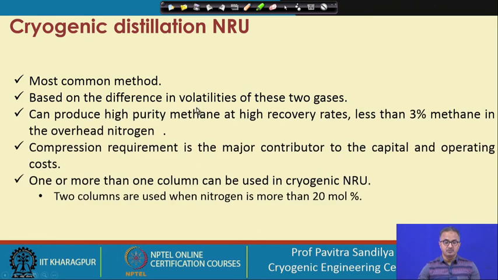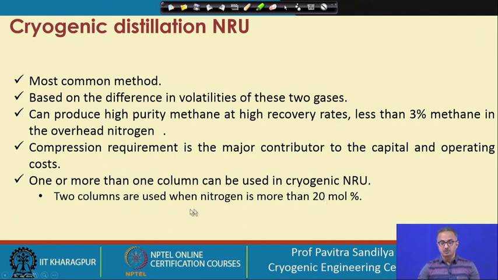Then distillation can produce high purity methane at high recovery rates, with less than 3% methane in the overhead nitrogen. That means we are losing only a small amount of methane with the overhead nitrogen, and the compression requirement is the major contributor to the capital and operating cost. We have to compress the gas before it can be sent for distillation, and one or more than one column may be used in the cryogenic nitrogen removal unit.